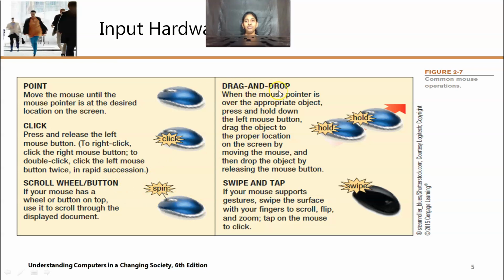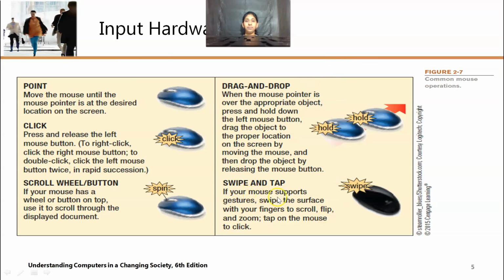And we have drag and drop operation where you need to hold the left mouse button and drag the object, and you need to drop the object at the desired position. It is very simple. You just need to place your cursor at the object you want to drag, and hold it with the left mouse button and drop it.